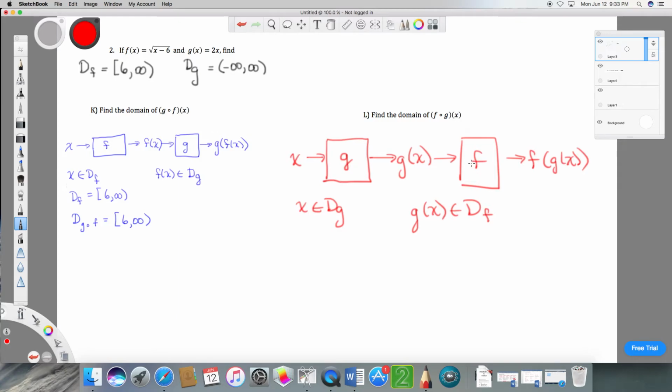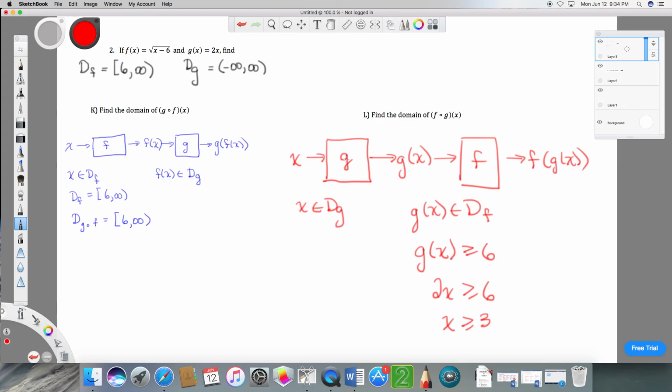But f is more picky. The output of g has to be a number that is greater than or equal to 6, because f cannot have input that is smaller than 6, because then it would be taking the square root of a negative number. Well, g of x is just the expression 2x, so 2x has to be greater than or equal to 6, which means that x has to be greater than or equal to 3.